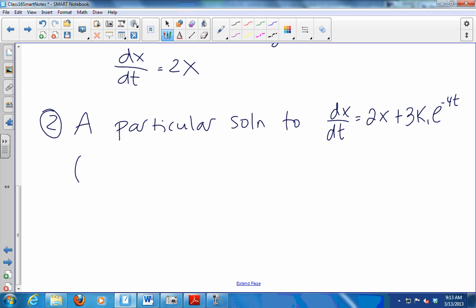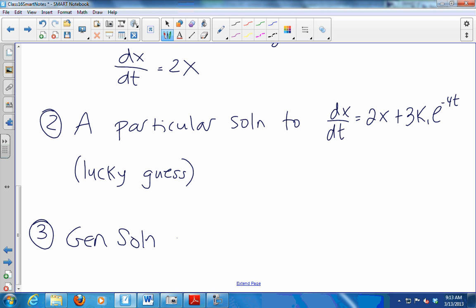So this is where we use lucky guess or undetermined coefficients. And then step 3 is if you add what you get for step 1 and step 2 together, that's your general solution. So this is one of our methods of finding a solution to a non-homogeneous linear differential equation.